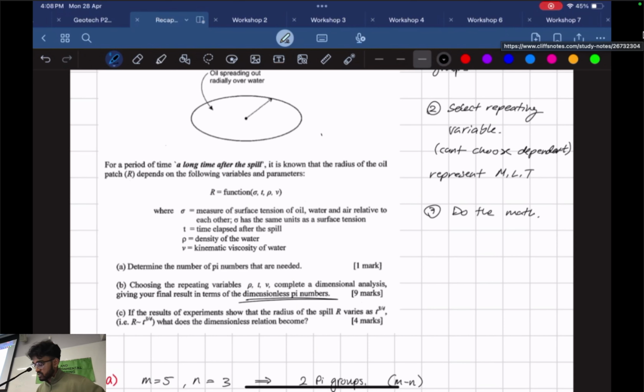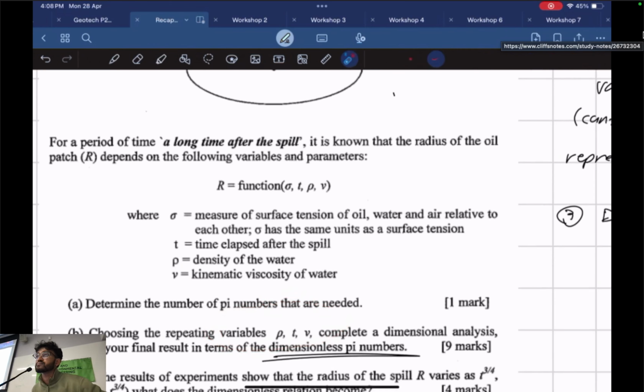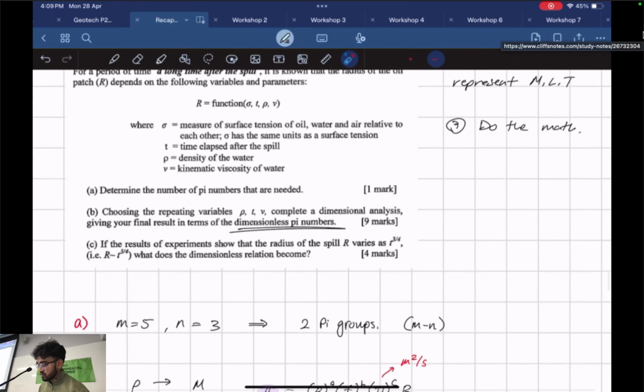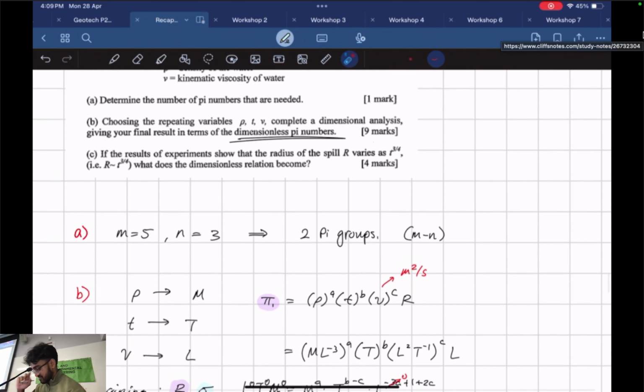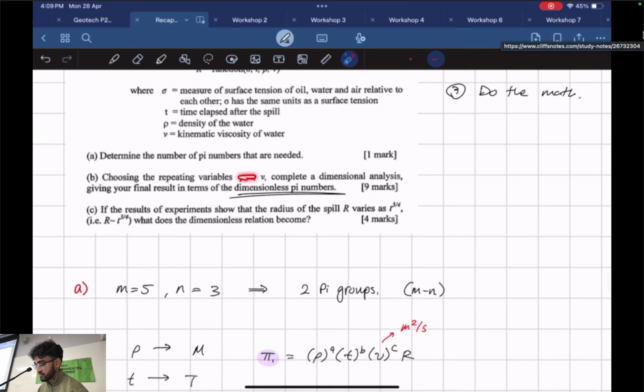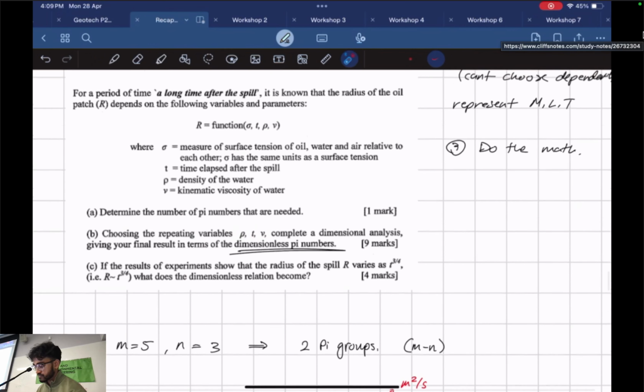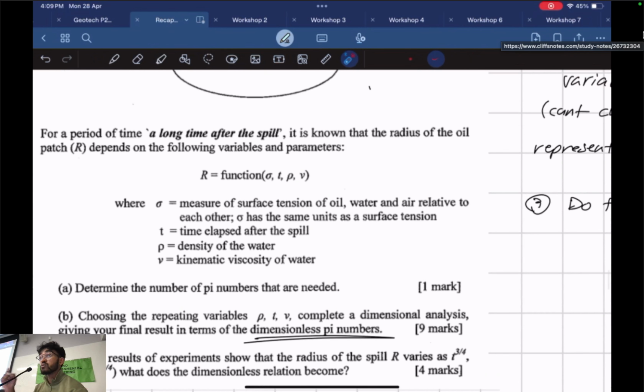How do we know what to select? Well, in this case, they've actually told us, thankfully. If they didn't tell you, you're going to have to pick something that represents M. So if I didn't have any of this, let's forget about it. Firstly, I would write the dimensions of each of them. T is just T, M, L to the minus 3, L squared T to the minus 1, and this is L.